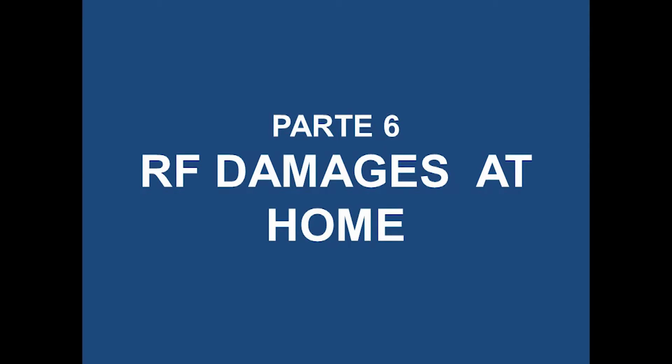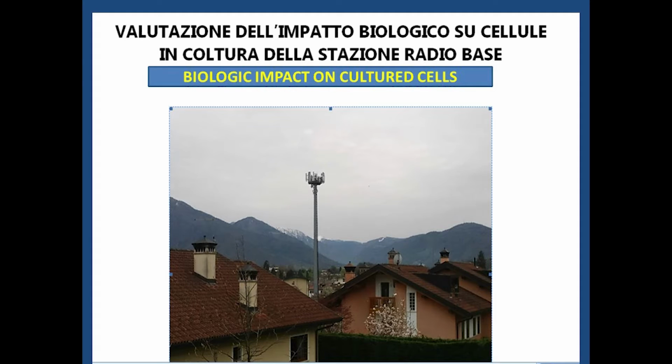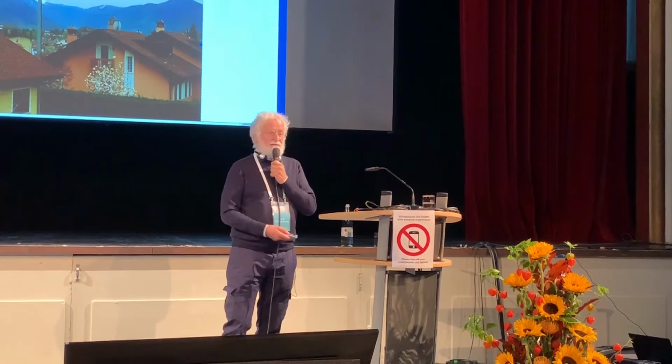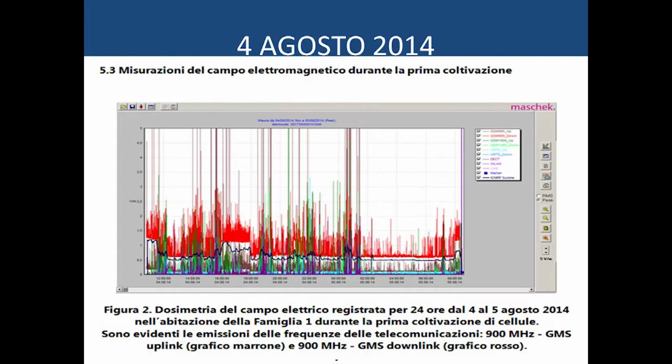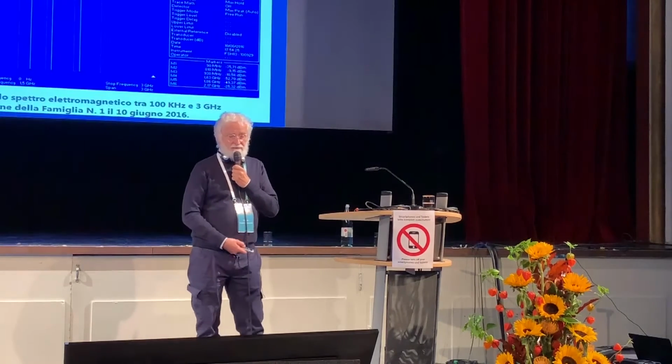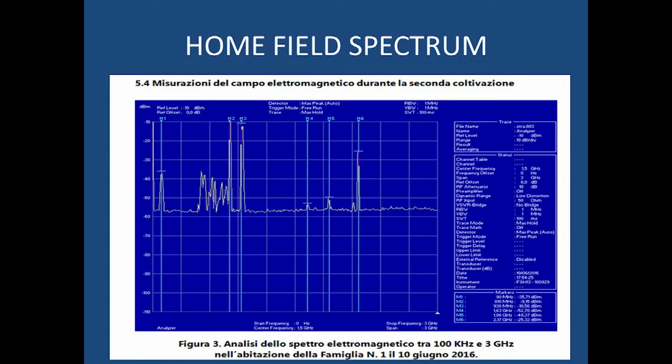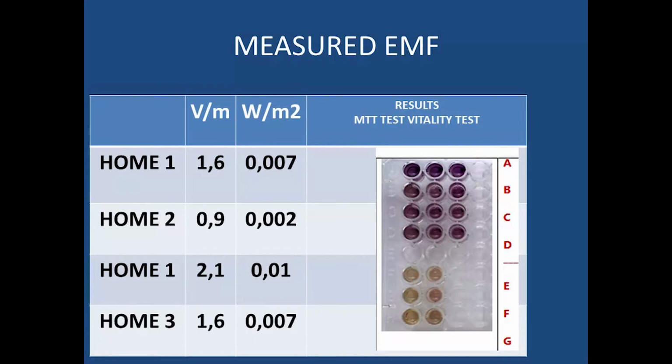Radio frequency damages at home. Near the telephone antenna in a little country in Italy, next, we used the same type of cultivation system, next. And we can see the different wavelengths of the signal present in the house, next, and the spectrum analysis of that signal. And here also we can see the difference.